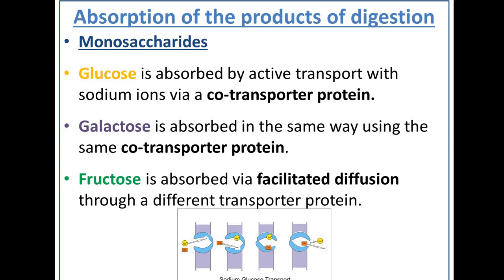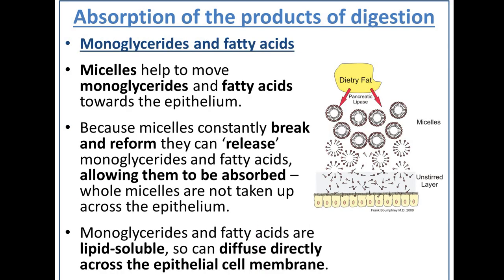However, fructose is slightly different. It's absorbed by facilitated diffusion through a different type of transporter protein. So glucose is co-transport, galactose is co-transport, both involving sodium ions. Fructose is by facilitated diffusion.